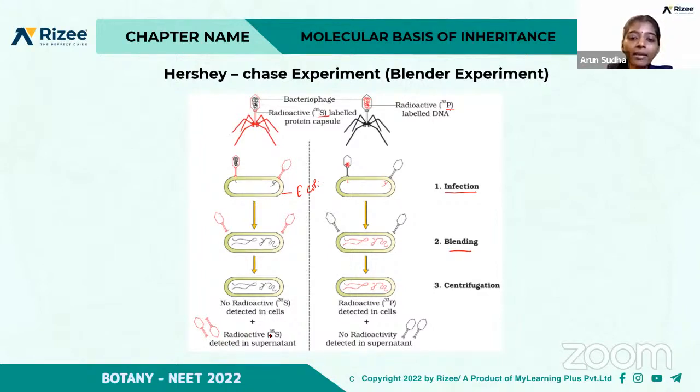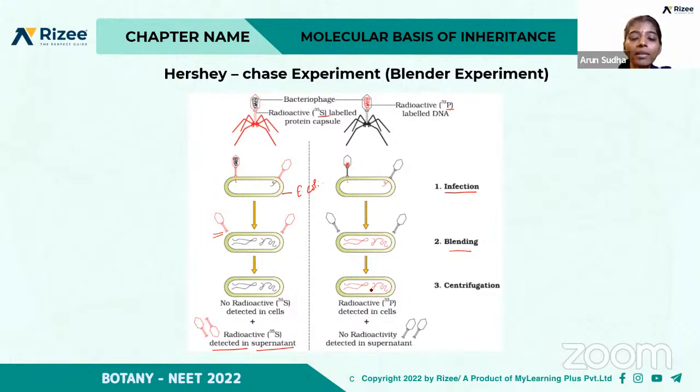So, but the radioactive S35 was detected in the supernatant. Supernatant in the sense, if you are centrifuging, what will happen? The upper supernatant liquid will have the lighter particles, so that contains the radioactive sulfur, because all the proteins, these virus particles will be present in the upper layer. But if you check in the next set of experiments, radioactive P32 is detected in cells.